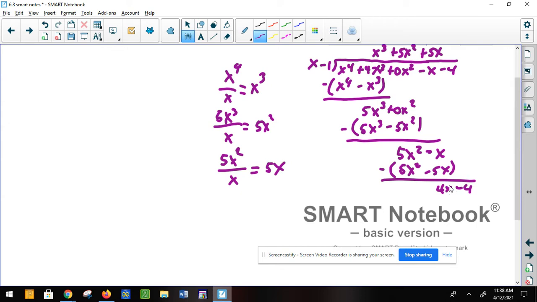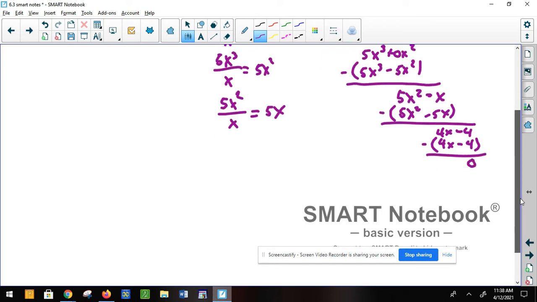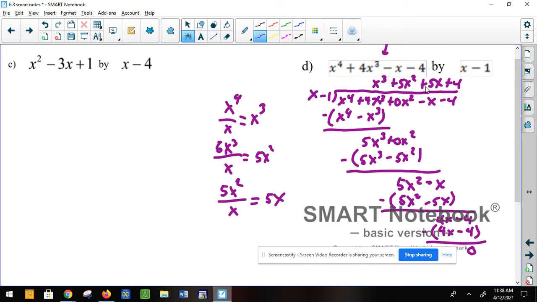X goes into 4x 4 times. 4 times x is 4x. 4 times negative 1 is negative 4. So when you subtract this part, you do get 0. So there is no remainder on this one. And the quotient is x cubed plus 5x squared plus 5x plus 4.